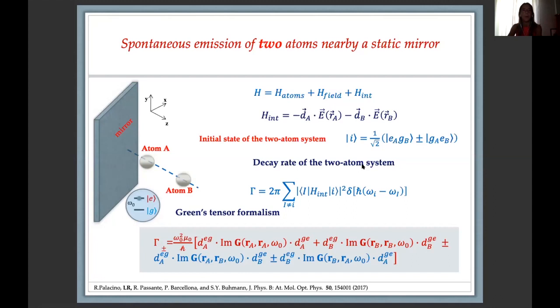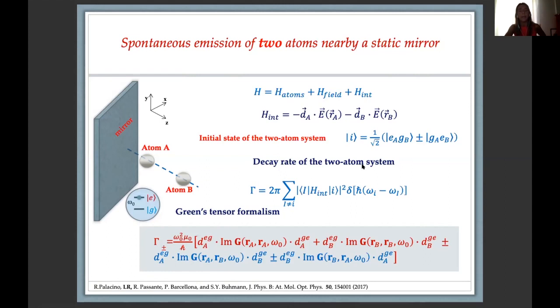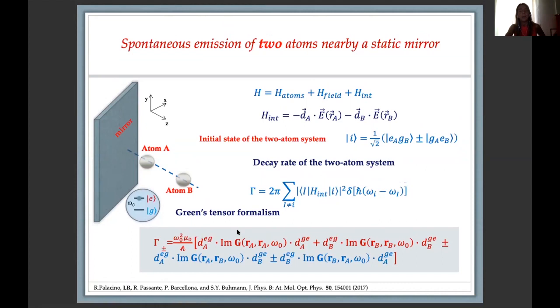We have investigated this specific system, that is two atoms prepared in a correlated symmetrical or anti-symmetrical state and located nearby a mirror, exploiting the Green tensor formalism and using time-dependent perturbation theory up to first order in the coupling constant. After some calculation, we find that the collective decay rate is given by this expression, in which we may distinguish essentially two parts. The red line is the contribution of the single atom, while the blue line is related to the contribution of both atoms, and it is responsible for the cooperative effect in the spontaneous emission of the two atom system.